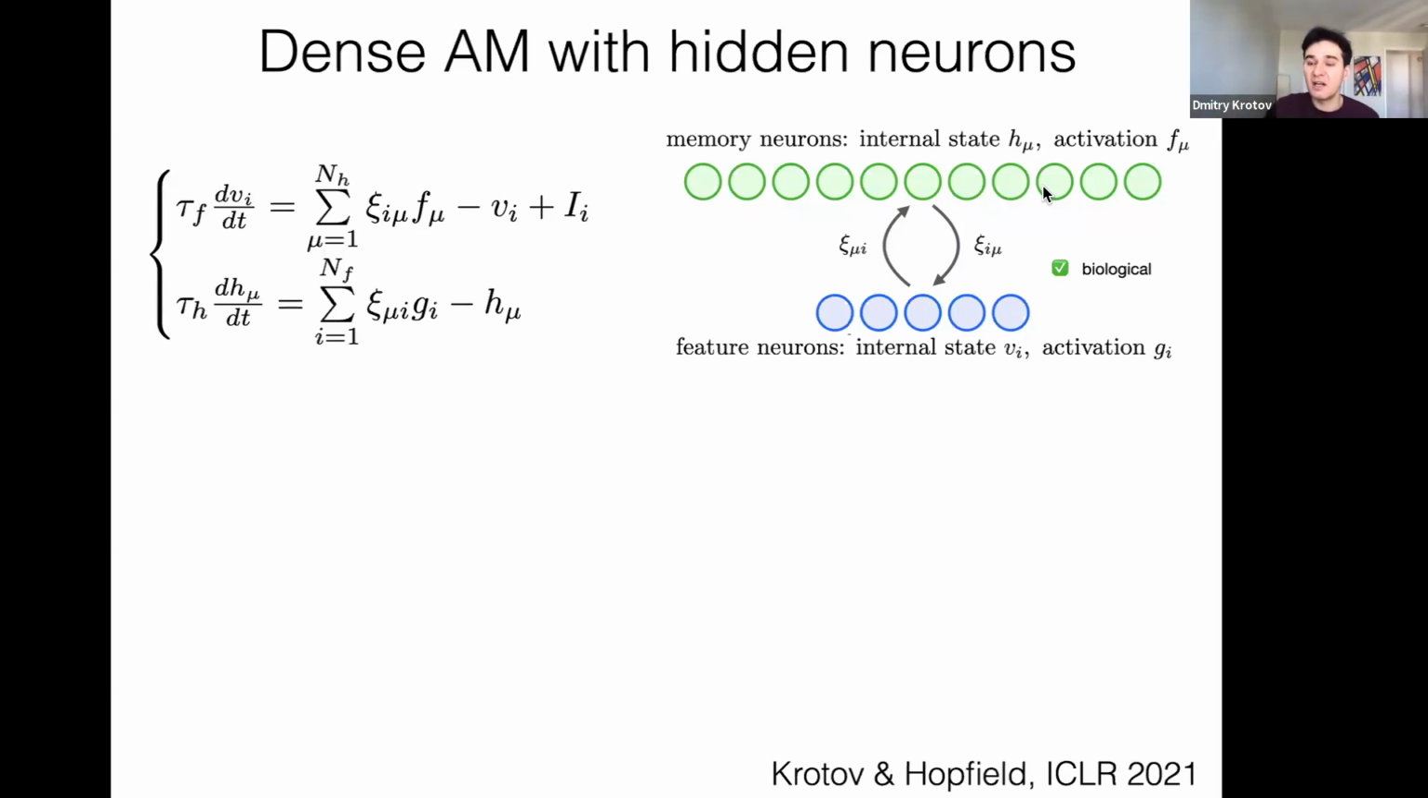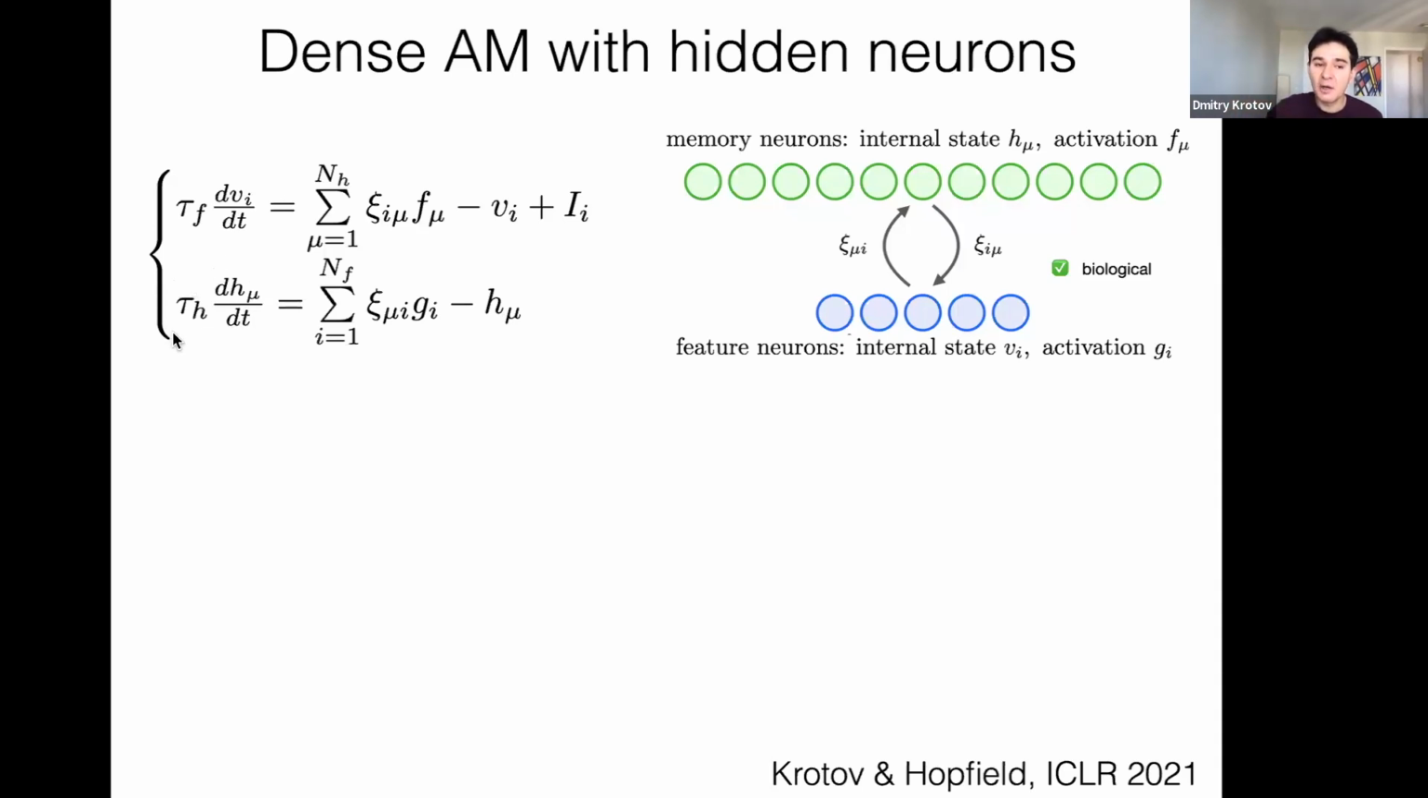So the point here is that you can write these equations, and they are reasonable equations. Essentially, the minus vi is the standard decay term, and minus h mu is also the standard decay term. II is the input current that flows into the feature layer. And these two terms, this one and this one, are synaptic couplings between the green neurons and the blue neurons. Now, please notice that the equation for the hidden neurons is linear in h mu. And what this means is that I can actually solve it. I can assume that the hidden neurons are so fast that they equilibrate extremely quickly.